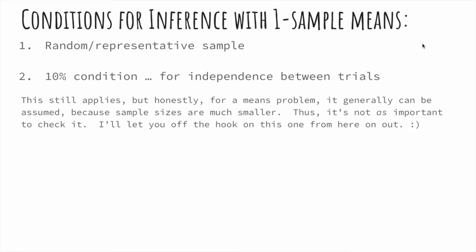So usually on the AP exam, on a means problem especially, the 10% condition is not something they're going to count off for if you miss it. So if you're going to miss a condition, this is one to skip. So for this unit, when we're dealing with means, I'm going to let you off the hook on this one.